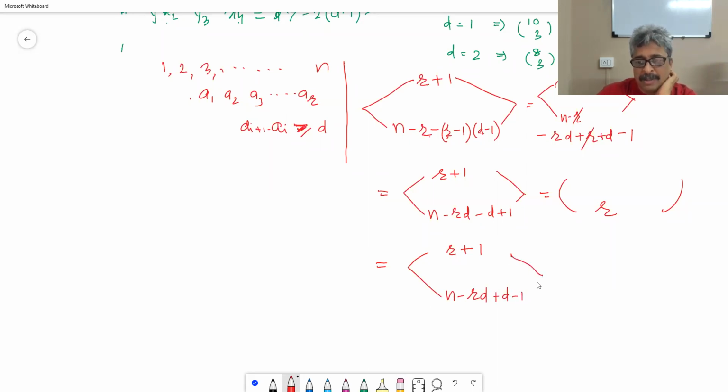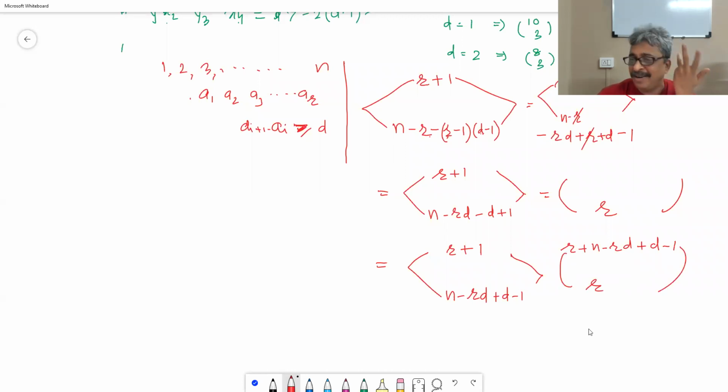Is this correct now? Is this step correct? I think so. Now therefore I should add these two and subtract 1. R plus n minus RD plus D minus 1 choose.